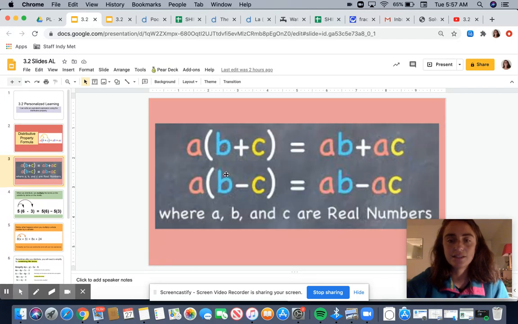Here's a different representation of it to show you that whether it's plus or minus, you can distribute either way. And when you multiply two variables together, it's like they get glued together. So A times B is AB.